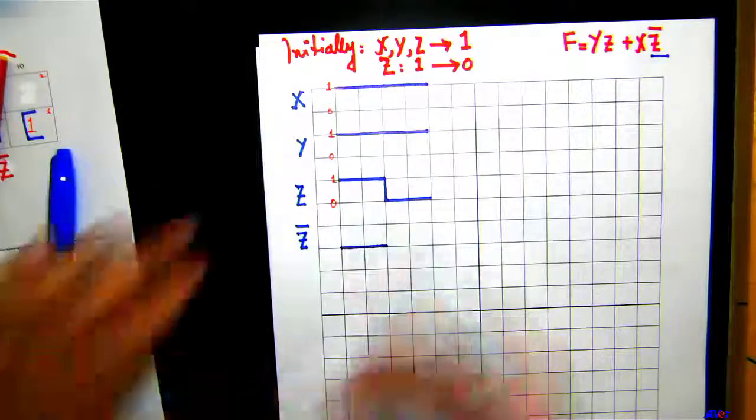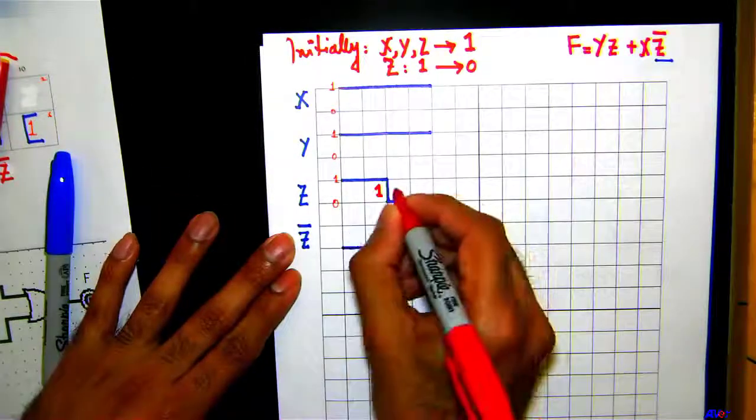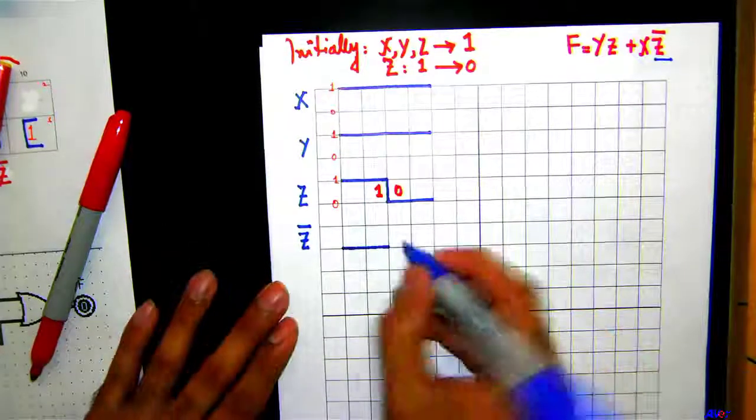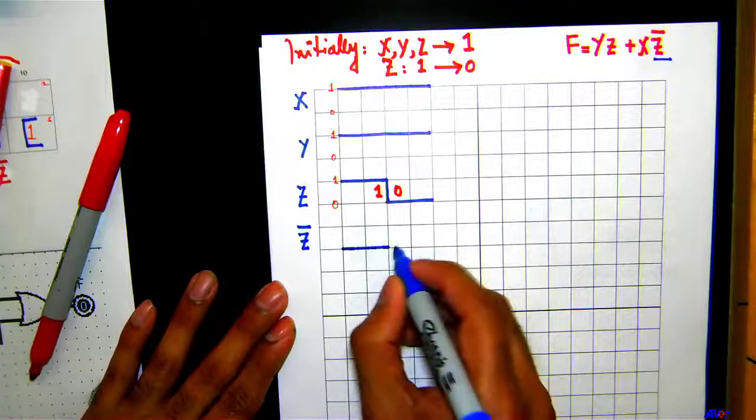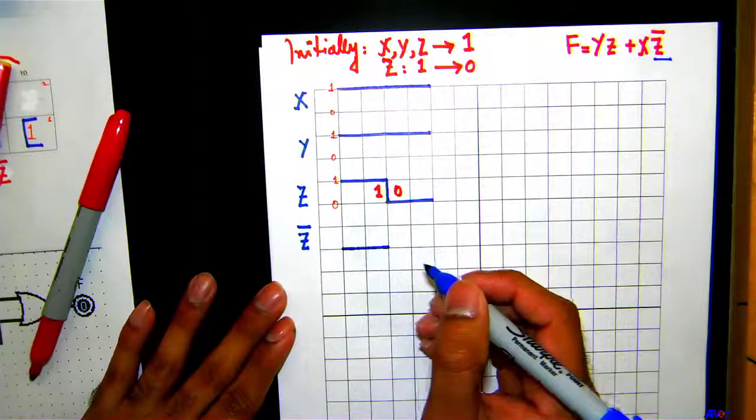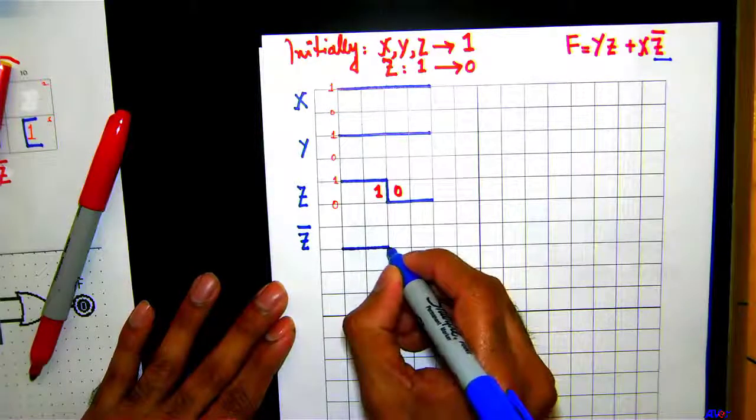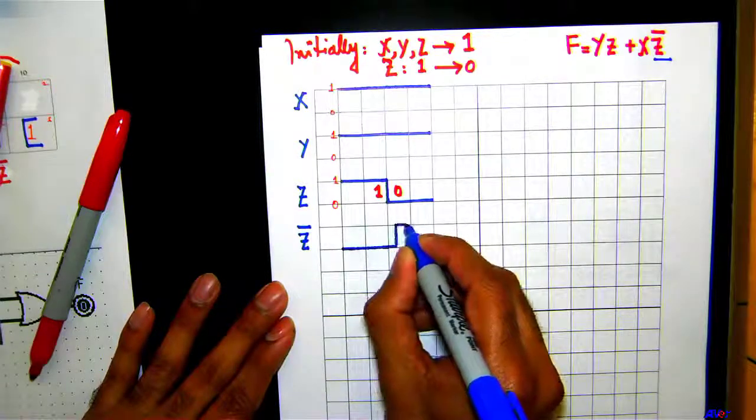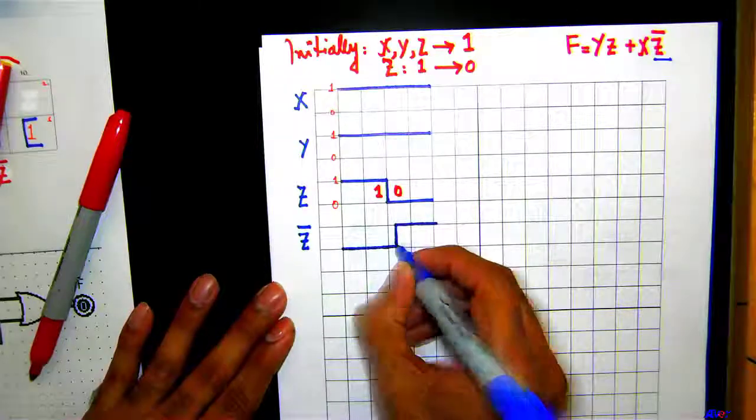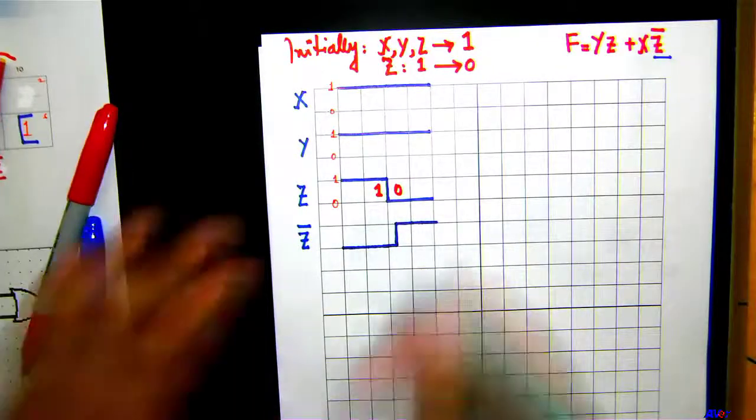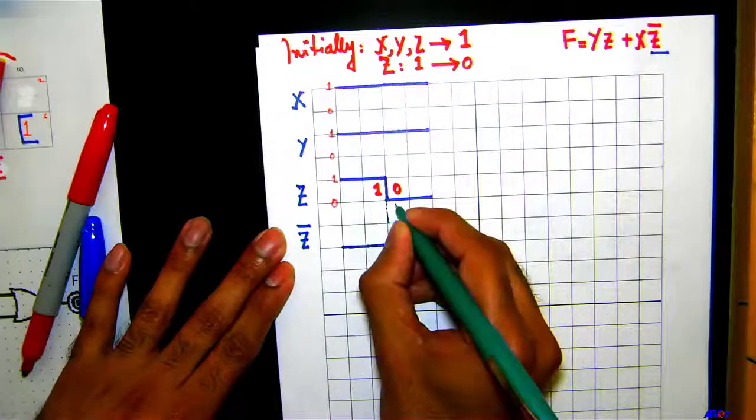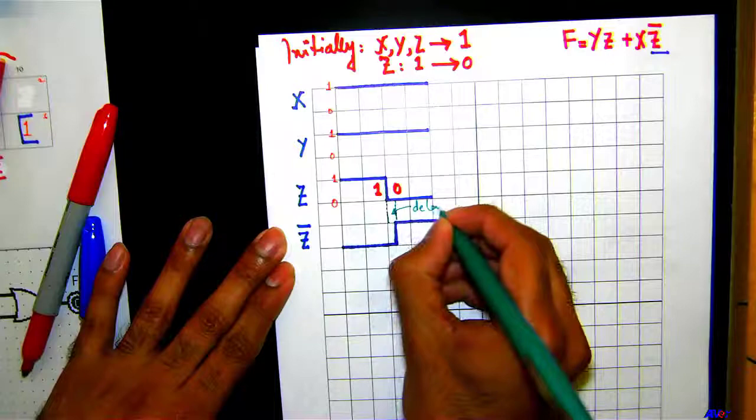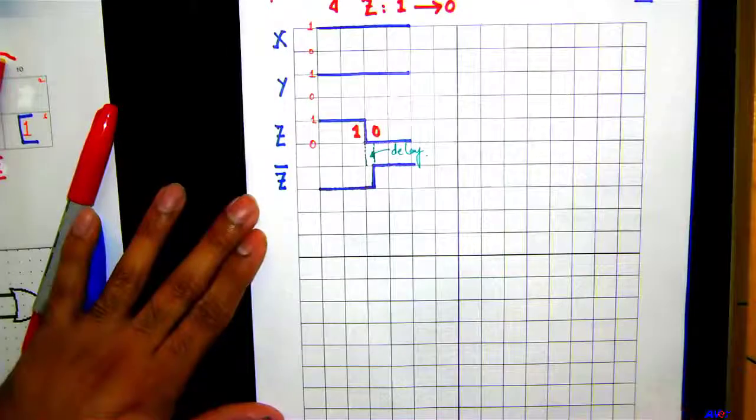Now here the logic goes from 1 to 0, right? So obviously there's going to be a small delay here. It doesn't go up right away. It takes a small amount of time, and then it goes up. Okay, so there's a small delay here. We're not going to worry about how much the delay is at this point.